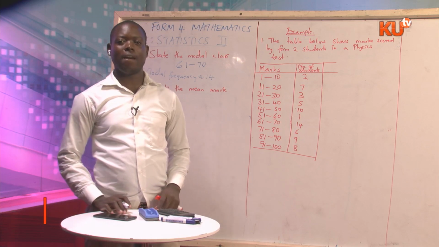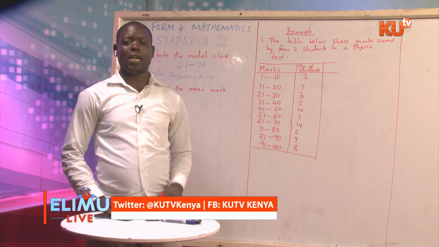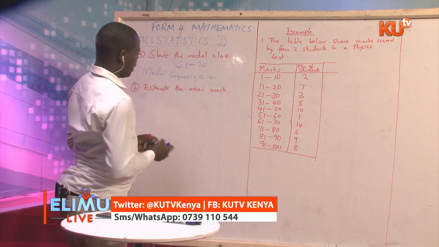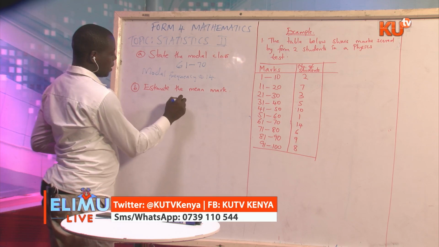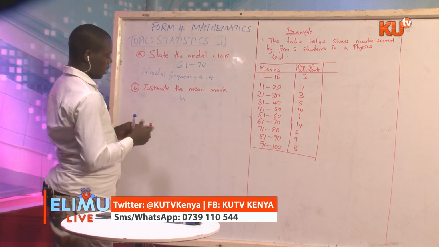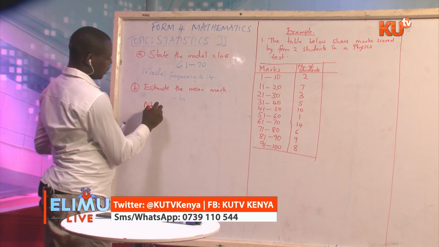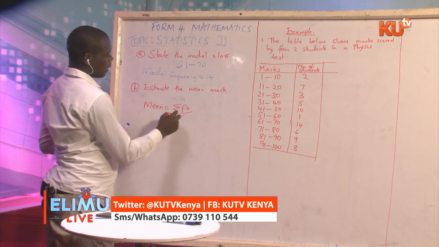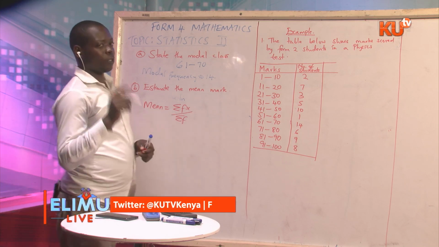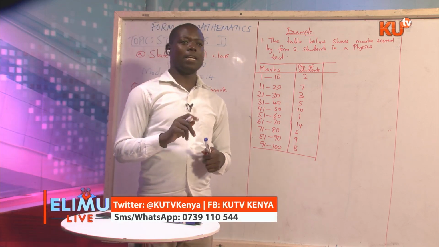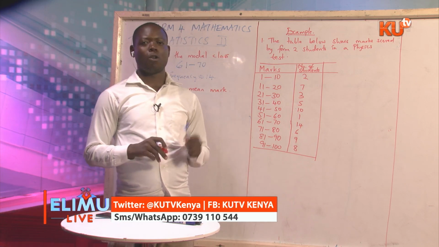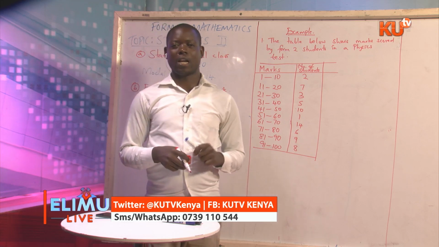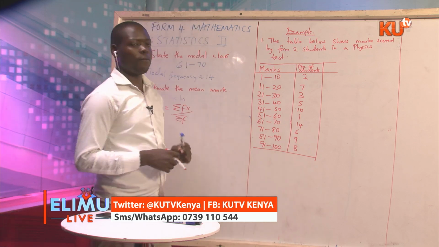We need to estimate the mean. And the formula has been given before. We say that mean is equal to the sum of fx over the sum of f. So the procedure for determining mean is quite simple. You have first to be able to identify the midpoints, the column for x.